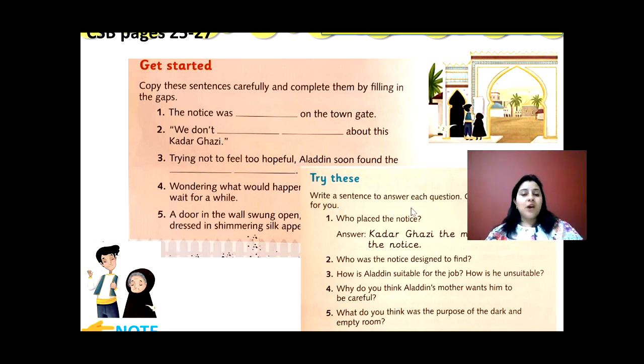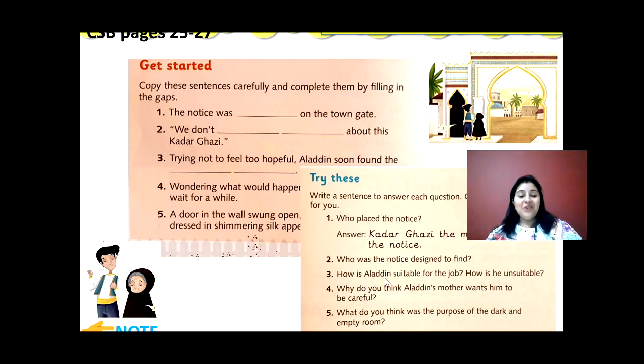Try these. Write a sentence to answer each question. Now the first one is being done for you. Who placed the notice? We know it was Qadr Ghazi who placed the notice, right? And who was Qadr Ghazi? He was the merchant, right? Who was the notice designed to find? Now what was Qadr Ghazi looking for? He was looking for a clever young boy who doesn't ask questions, isn't it?